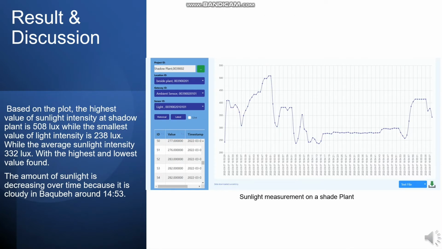The results and discussion, based on the plot: the highest value of the sunlight intensity, as we can see here, at the shade plant is 508 lux, while the smallest value of light intensity is 838 lux, while the average sunlight is 332. The amount of sunlight is decreasing over time because it's cloudy in Ba'quba at the time I measured these data, so the sunlight was not very stable, as we can see here in this plot.